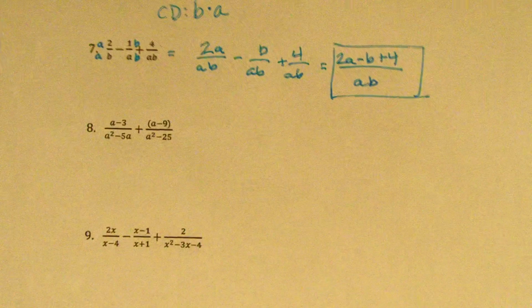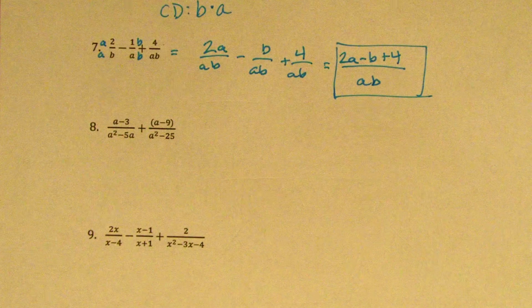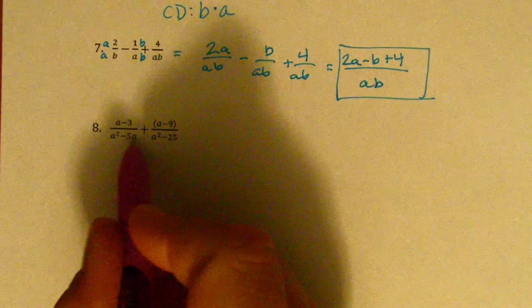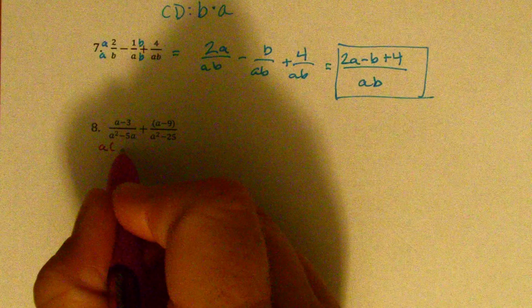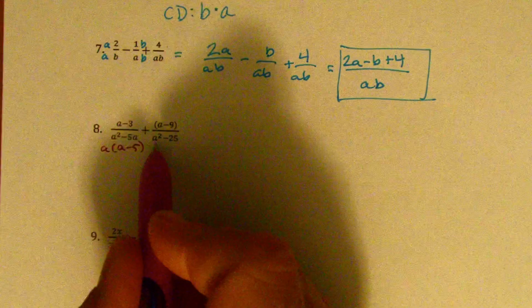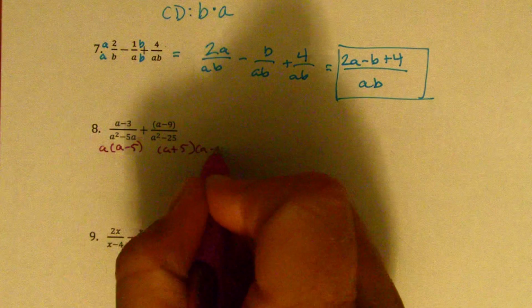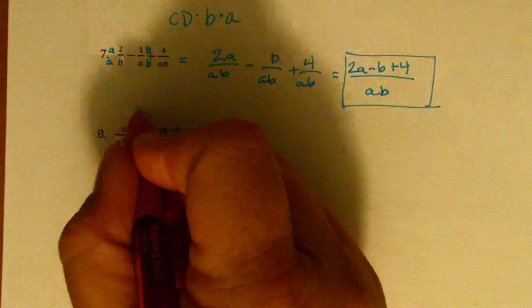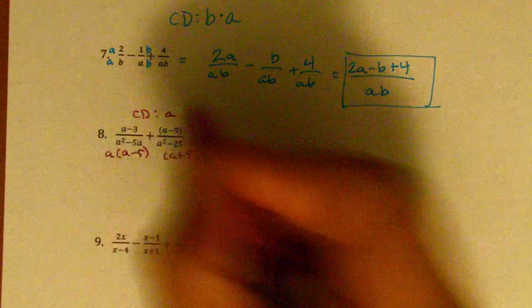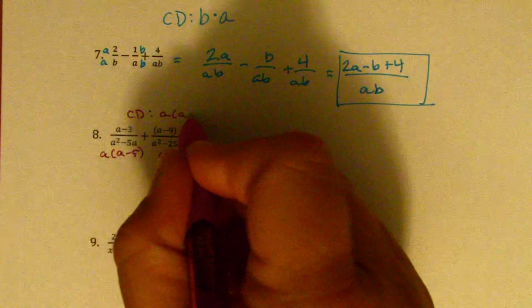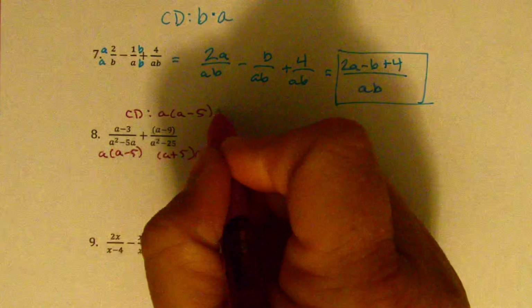Now the next one, we need to factor the denominators. They're not just single terms like the previous one. Here, the common factor is a, and then I have a minus 5. Here, this is a difference of squares. That's going to be a plus 5 and a minus 5. So my common denominator needs to have the single a, needs to have the a minus 5, and it needs to have an a plus 5.